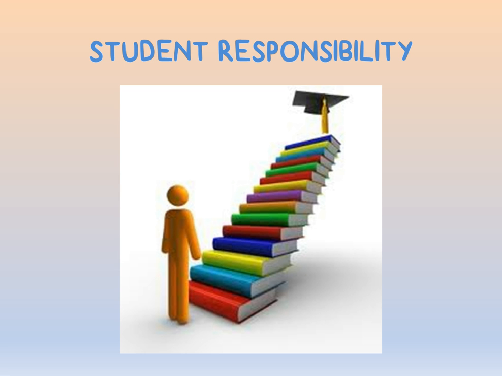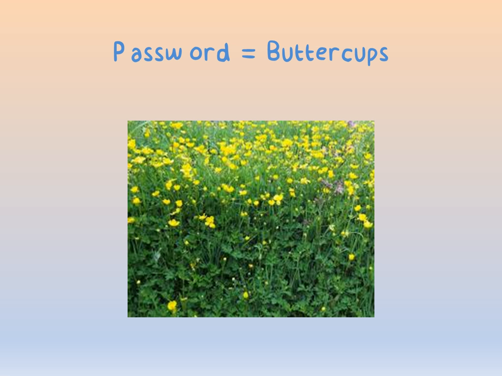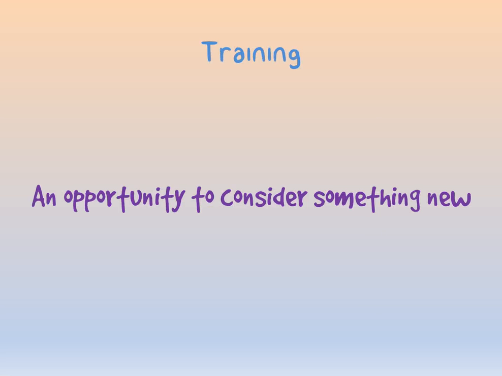Now you may be thinking, so what do we do about the students who don't do the work in advance? Well, you are right to think that, because of course there are students who don't do the work in advance. So what happens? Well, during training you will see what happens, and I will demonstrate what happens. You have in front of you a field of buttercups and the password Buttercups. Please remember this password, as you will need it during training.